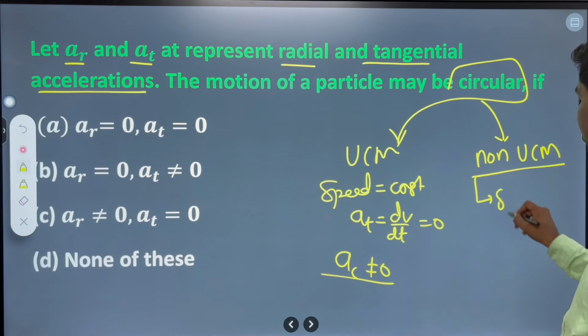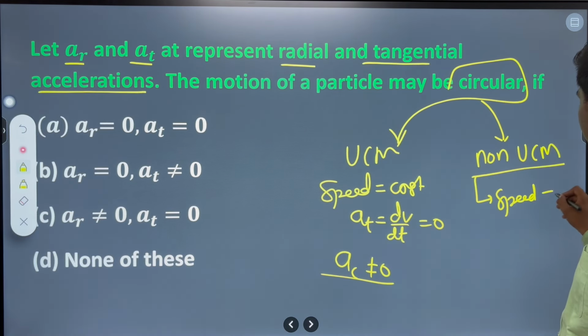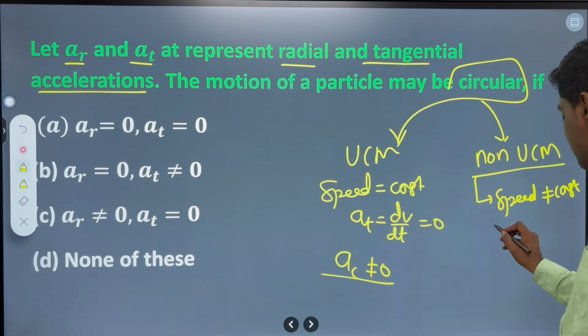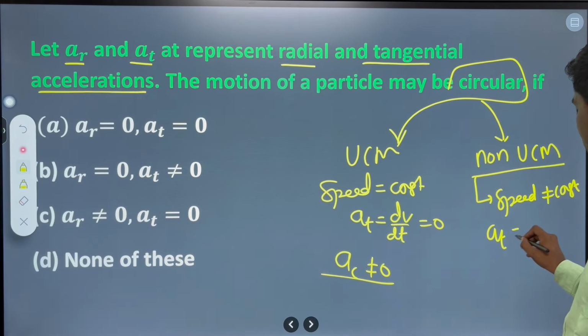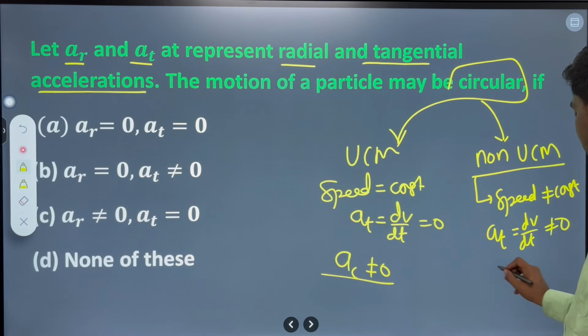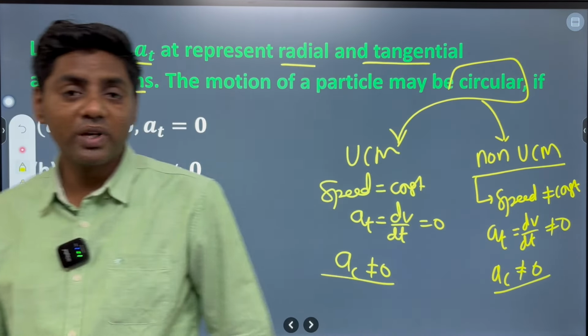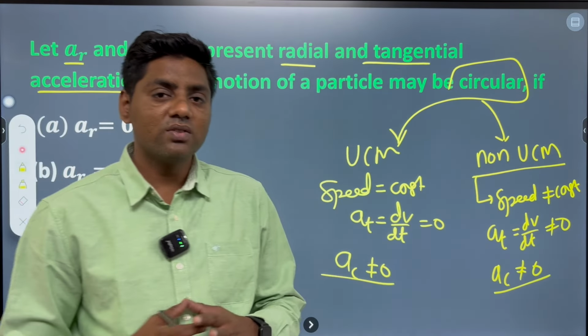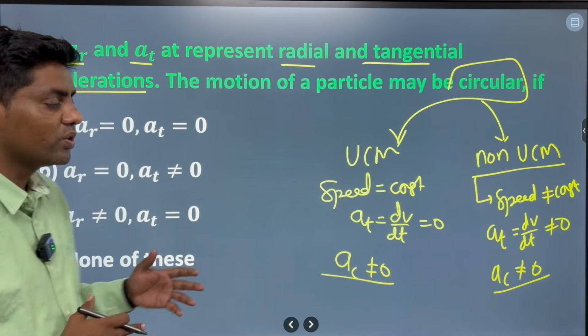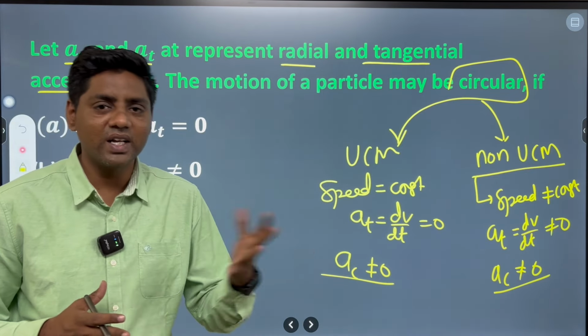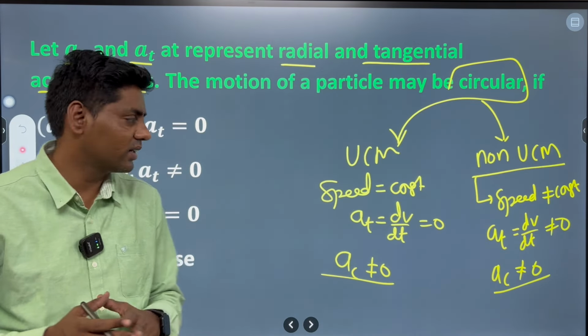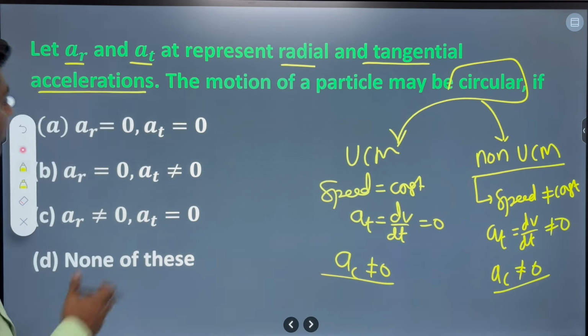Non-UCM में जो भी speed रहेगा, speed not equal to constant means वो changing रहेगा, varying रहेगा. So therefore tangential component जो भी रहेगा that is dv by dt is not equal to zero. And again we know that AC not equal to zero. Why? पता है हमें कि सेंट्रिपिटल एक्सेलरेशन जो भी रहेगा वो नेसेसरी है फॉर सर्कुलर मोशन. सो मीन्स हु इज रिस्पॉन्सिबल फॉर सर्कुलर मोशन, दैट इज सेंट्रिपिटल एक्सेलरेशन. आपको याद रखना है. सो अकॉर्डिंग टू दैट विच ऑप्शन इज करेक्ट.